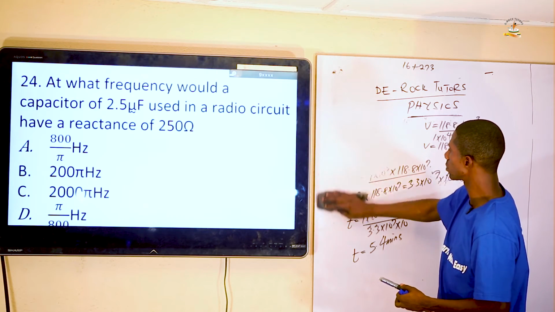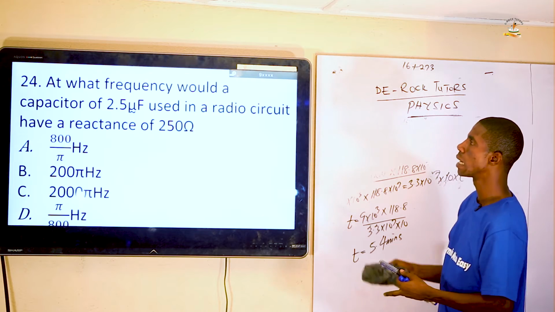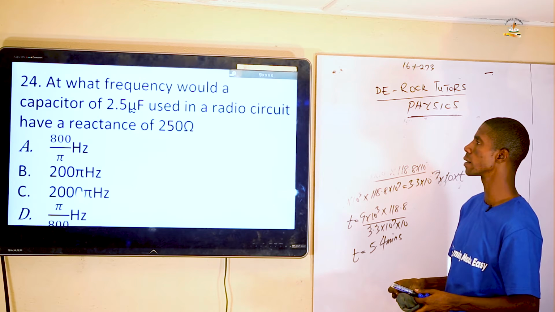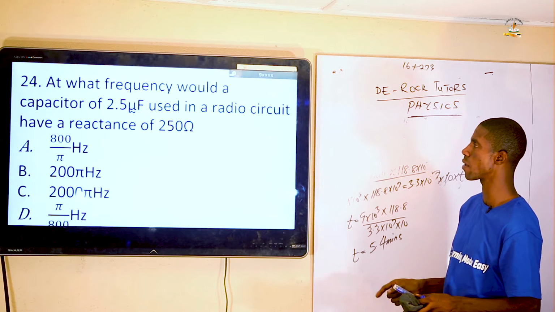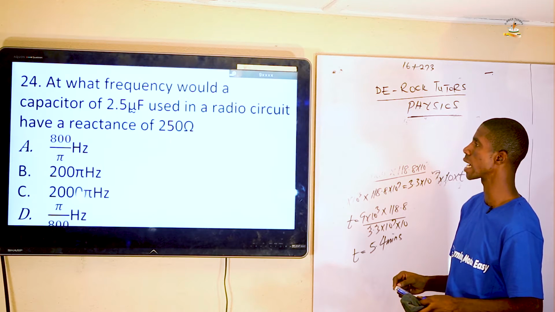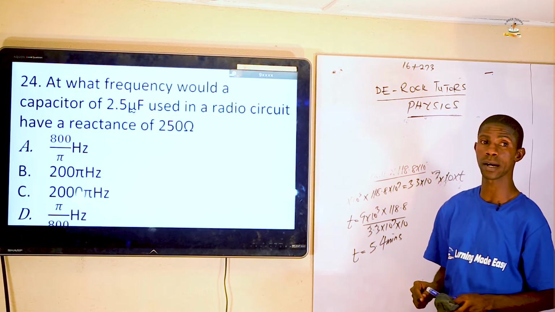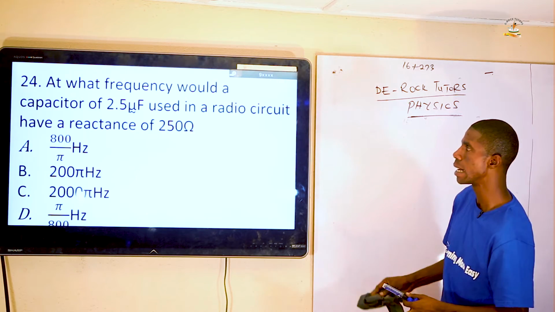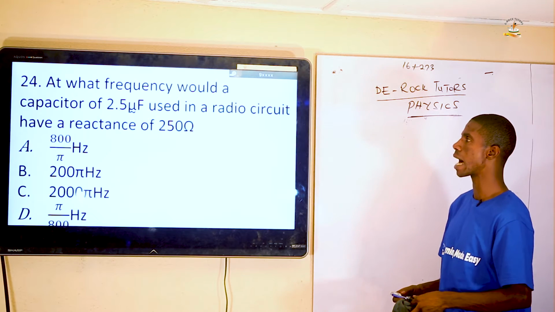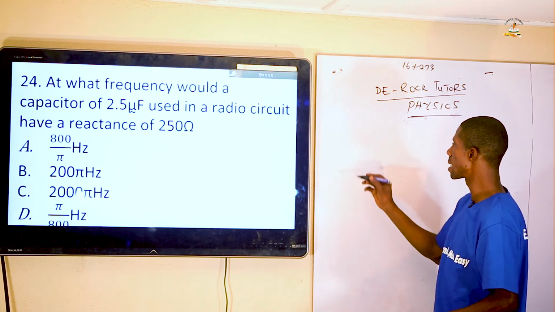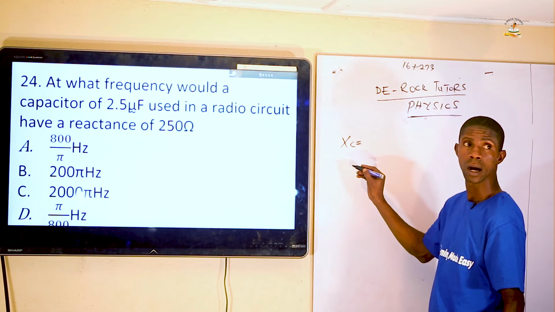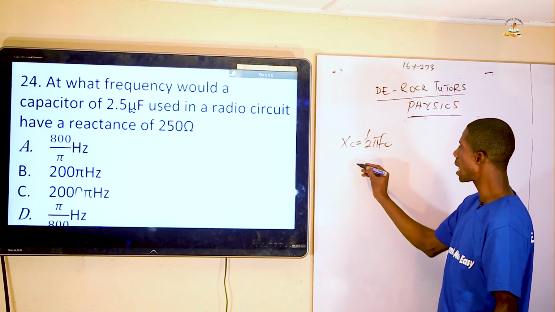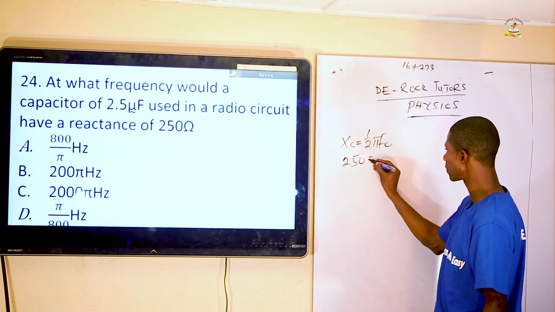So for the next question, we are given: at what frequency will a capacitor of 2.5 microfarad, used in a radio circuit, have a reactance of 250 ohms? We now connect that frequency and likewise the reactance as well as the capacitor. And the reactance here is given by the formula 1/(2πfC). So for that, the reactance is given as 250.